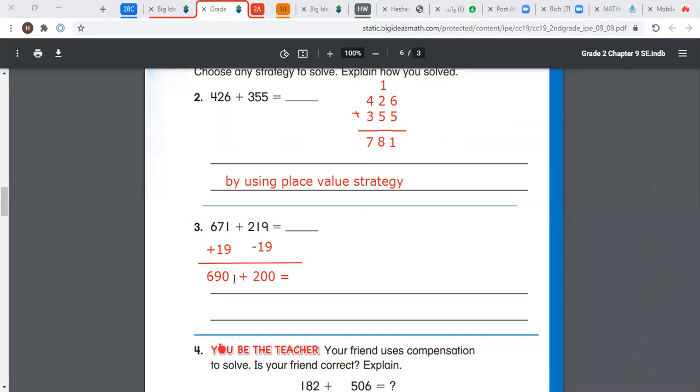Abdurrahman, here we get 690 plus 200 equals 890. 890. That's right. Very good. Yes, 890. That's right.